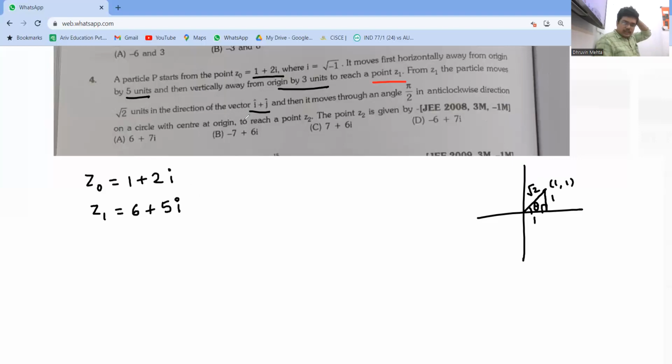Okay. So now the thing is, guys, when we move from z1 root 2 units in the direction of i plus j, the new coordinate I will call z dash for now. This z dash, Pravra, because it is i plus j, is going to be cos 45 plus i sin 45. What is cos theta, sin theta over here? 1 by root 2 comes, right. Pi by 4. So that is why I directly wrote cos 45, sin 45. And it says root 2 units, right.